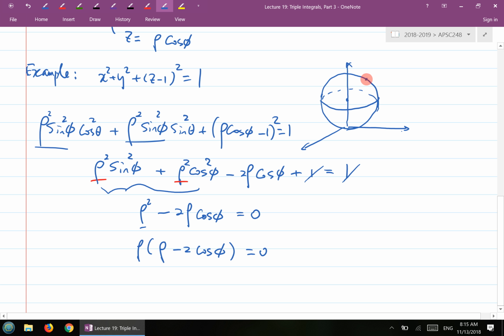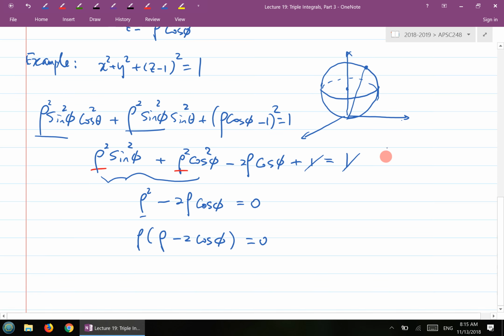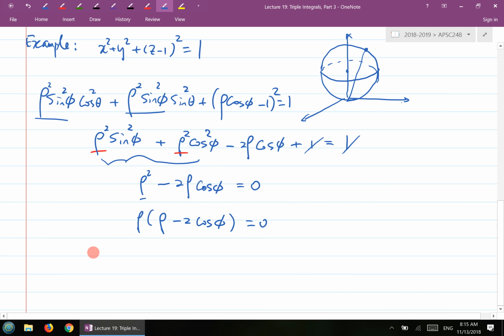If you pick a point anywhere on the surface of this spherical surface here, its rho is what? Its rho is from here to here. Okay? That's your rho. Apparently, it's not always 0, right? Except at the origin, where it's 0. So your choice is rho equal to 2 cosine phi.